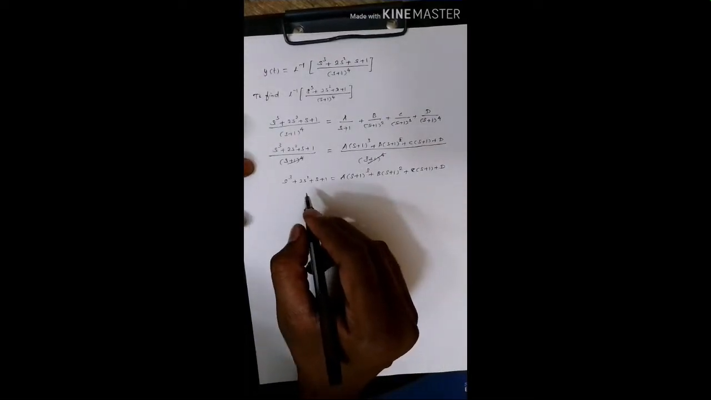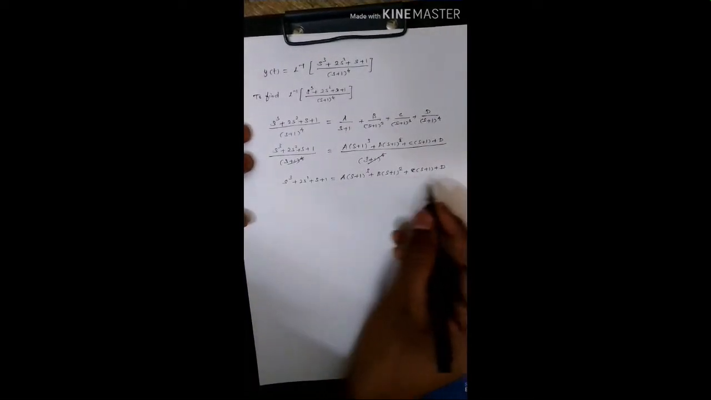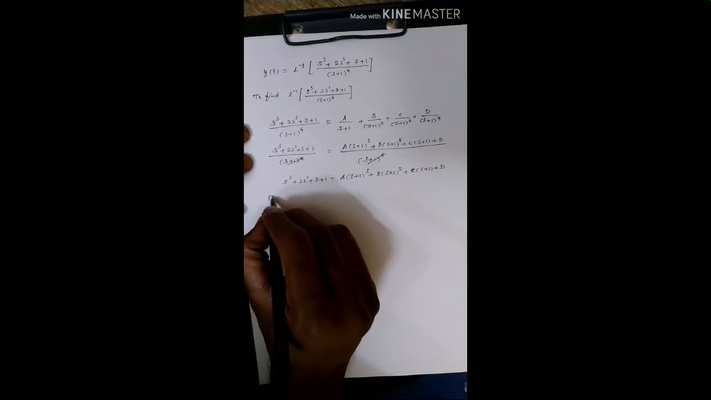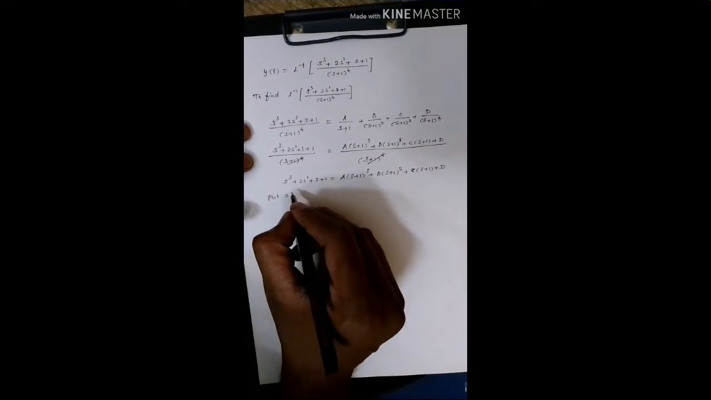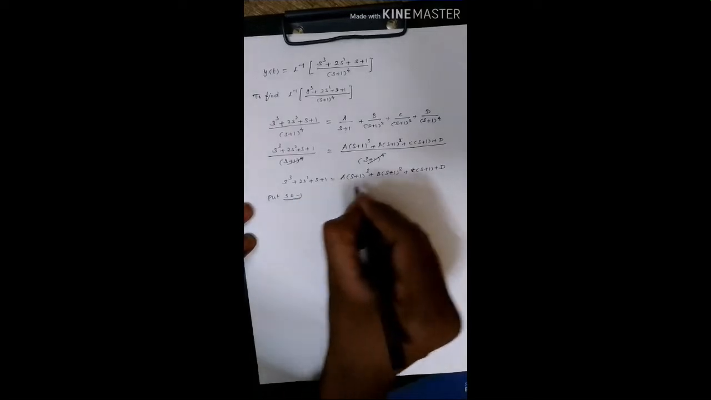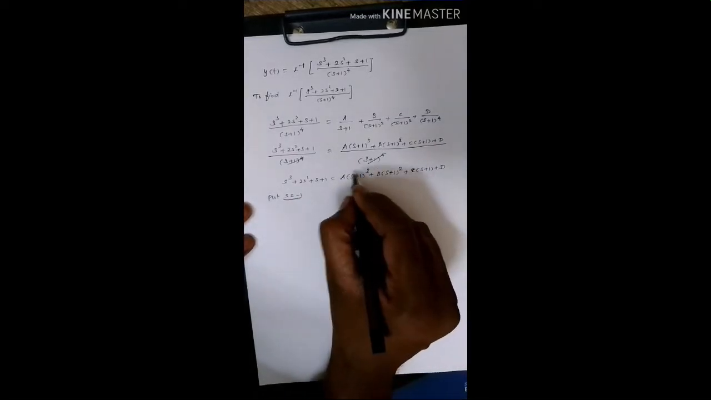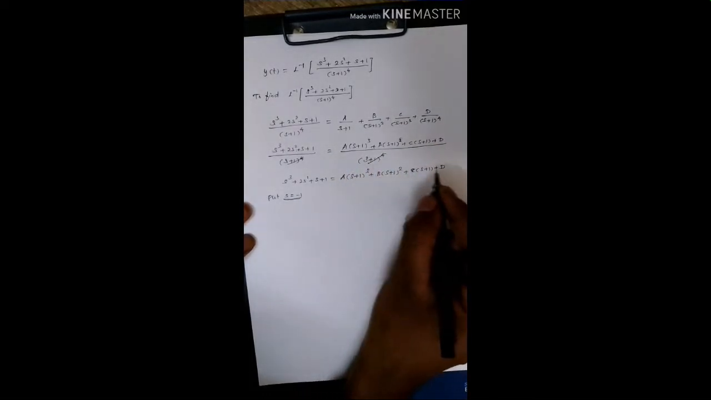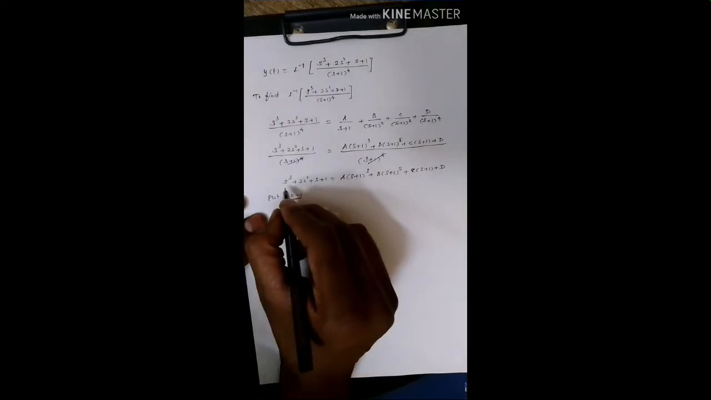Now our aim is to find the constants a, b, c, d. For that we have to substitute values of s. So now put s equal to minus 1 first, because that factor only we have. If we put minus 1 here, these 3 terms go to 0, and we can easily find what d is. So this is the idea.